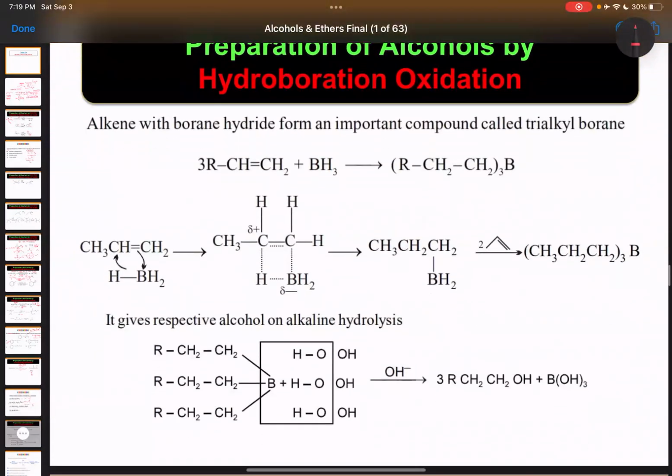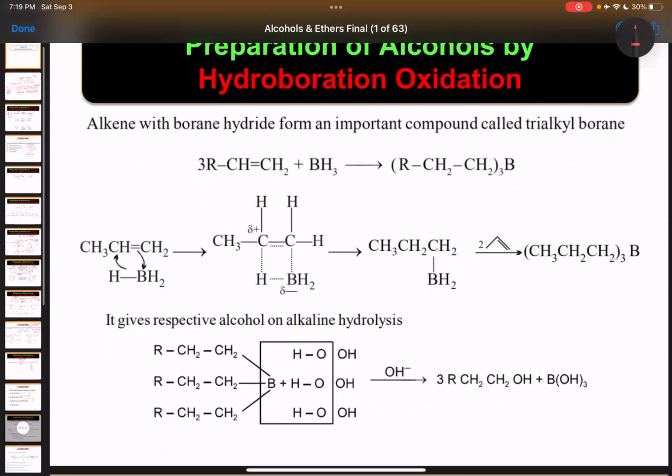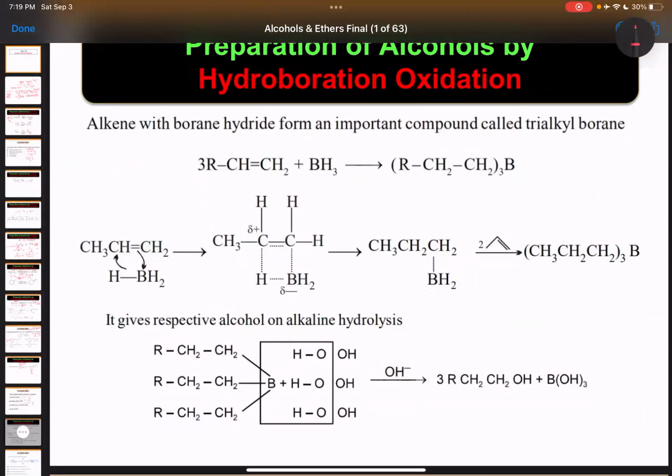So what's the mechanism? The mechanism consists of two parts. The first part is addition of H and boron. So boron and H go and get added to the double bond. But boron is a bulky atom, so it prefers to attach itself to the carbon atom which is outside, the carbon atom which has more hydrogen. Is it clear? So it comes in and takes the electron. Boron is an electrophile.